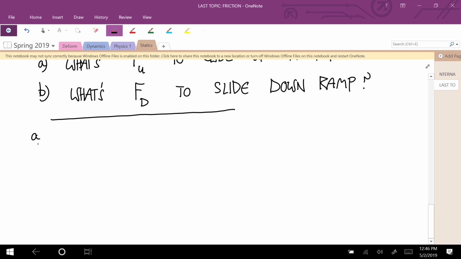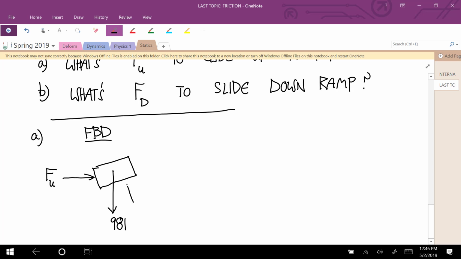Okay, so for part A, let's draw a free body diagram. We have a weight force of the mass times 9.81, so 981 newtons. And we're trying to get it to slide up the ramp, so I'm only going to deal with this force on this one, and that's not the right direction, it's horizontal. So that's Fu.